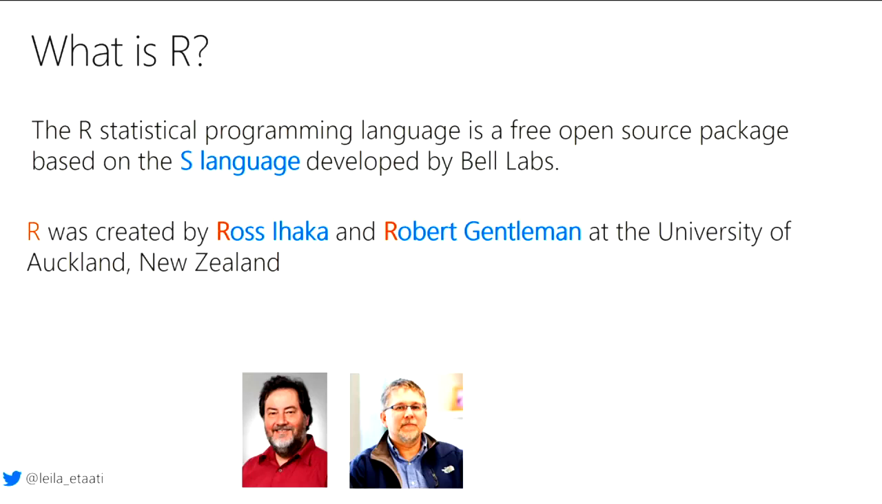R was created by Ross Ihaka and Robert Gentleman at the University of Auckland, New Zealand. I know that Ross is currently still at the university, in the statistics department. My guess is that they named the language R because both of their names start with R, Robert and Ross. Maybe, I'm not sure, but that's a guess. However, the first generation of the R language was the S language, so maybe it was because of that priority.